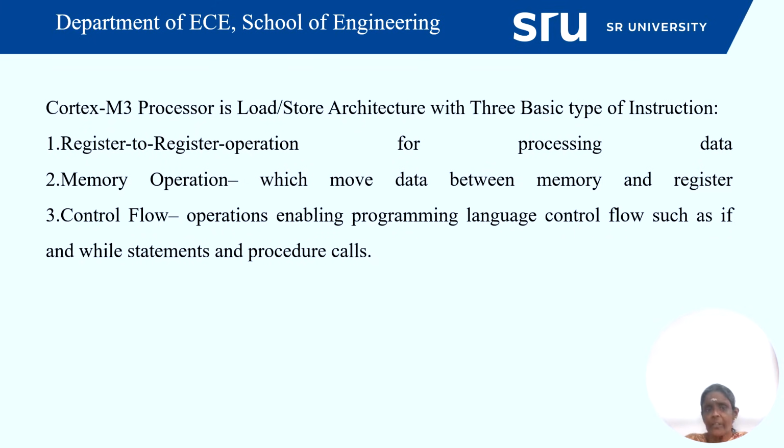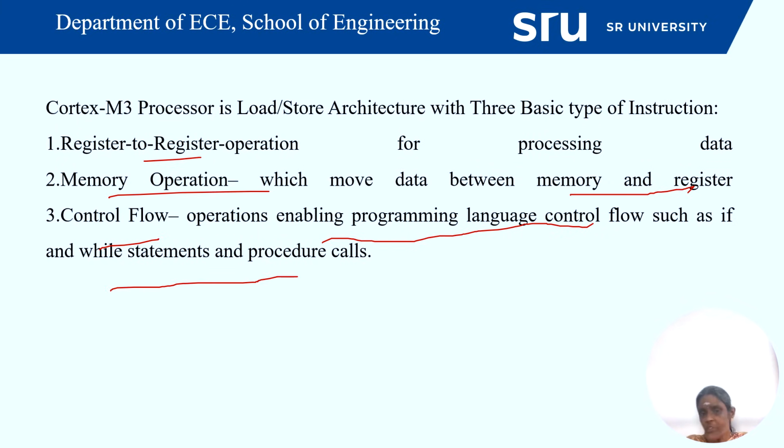Normally the ARM architecture supports load and store instructions only. That is why it is called a load-store architecture. The main memory instructions are load or store. There are 3 basic types of instruction. Number 1, register to register operation. It is for processing data. Then memory operation, which moves data between memory and register, and third one, control flow operations enabling programming language control flow such as if and while statements and procedure calls.